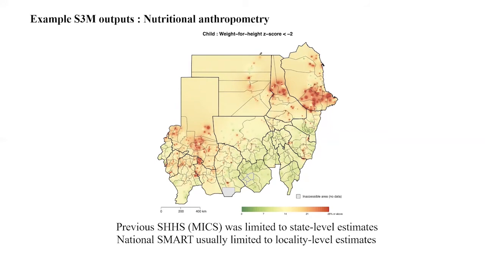Now, the previous SHHS, the Sudan Household Survey, which is the equivalent of the DHS or MICS survey, only produced state-level estimates. I don't think it would have given us a very different map. I think we'd have detected those red areas even in that coarse mapping. And the national SMART was usually limited to locality, which are district-level estimates, and I'm not convinced it would have given us a very different map. But we can see here the distribution of wasting is not homogeneous over the country. Next slide.